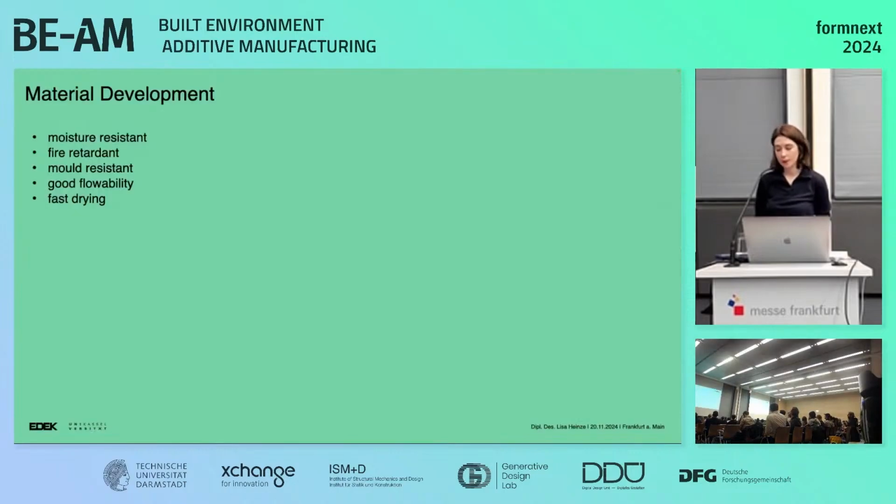The material mix we want to develop should have the following properties: moisture resistance, fire retardant, mold resistant, good flowability during print, and should be fast drying. The wood fibers are from the company Jelowerke, and we are currently using wood flour with a size of 75 micrometers, and formulations with different, particularly larger, particle sizes are yet to be investigated.